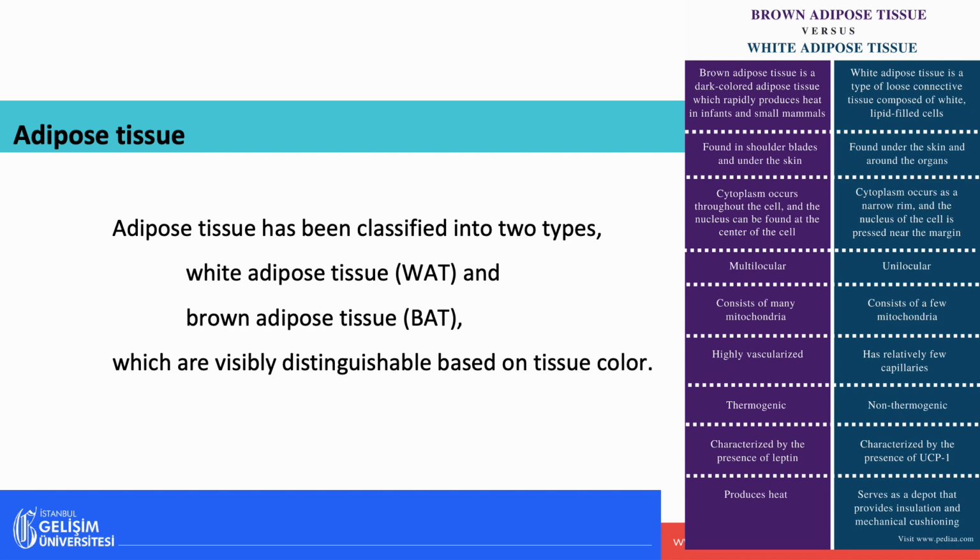So WAT and BAT have different metabolic as well as endocrine functions, and they play distinct roles in the regulation of energy homeostasis in the body.